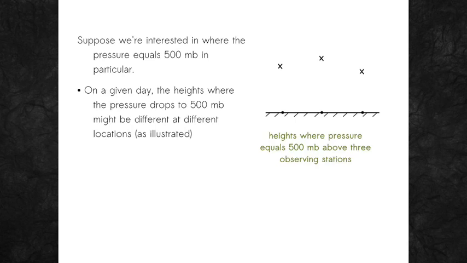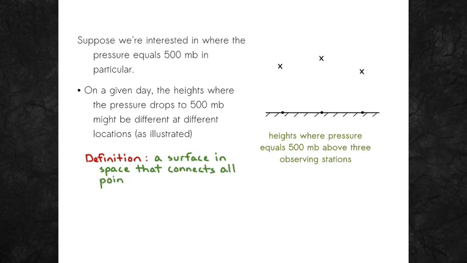So what if we wanted to go through and connect what's going on at each of these points where pressure is 500 millibars? That brings us to a definition. It's actually going to be the definition of the thing that we introduced at the beginning, this idea of a pressure surface. Specifically, a surface in space that connects all the points where the pressure was 500 millibars or any other value of pressure.